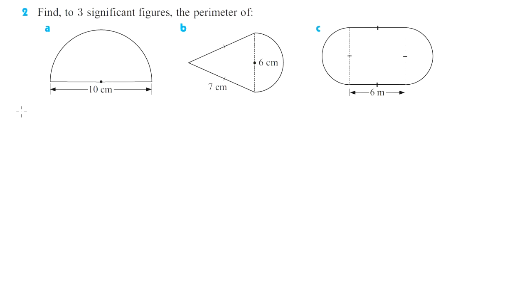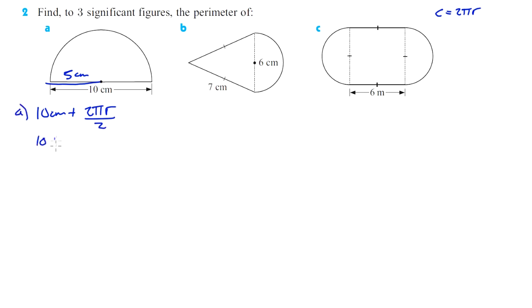Number 2, find to 3 significant figures the perimeter of each of these here. Okay, so perimeter, on this one here, this is obviously 10. So that makes this radius here 5 centimeters, right? So from our formulas here, we know that the circumference of a circle is going to be 2 times pi times r. Okay, so for the perimeter on this one here, we've got 10 centimeters, this part right here, plus we have half of a circle, so that's going to be 2 times pi times r, but we only need half of that, right?